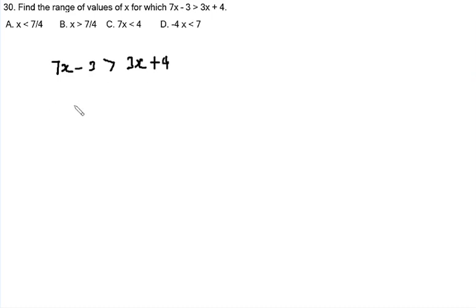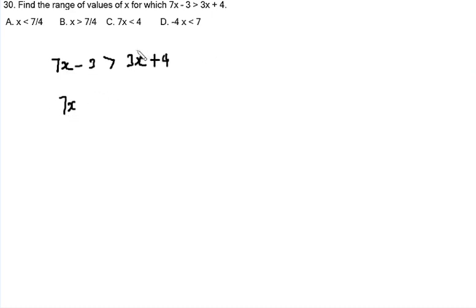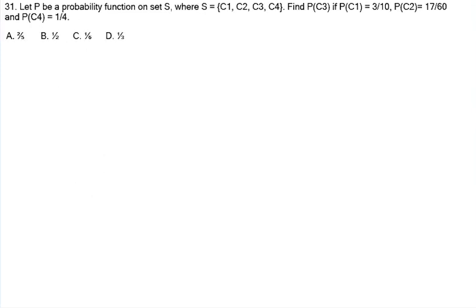If we collect like terms, moving 3x over to this side becomes 7x minus 3x, and the 3 moving to the other side becomes 4 plus 3. So 7 minus 3 is 4x, greater than 4 plus 3, which is 7. Then x is greater than 7 over 4. So our answer is x is greater than 7 over 4. The option for that is B. Let's go to the next question.